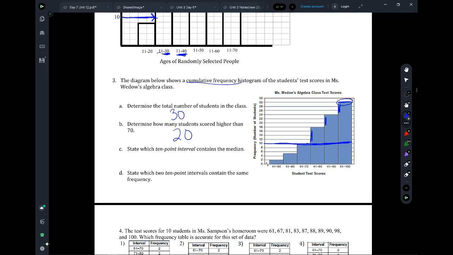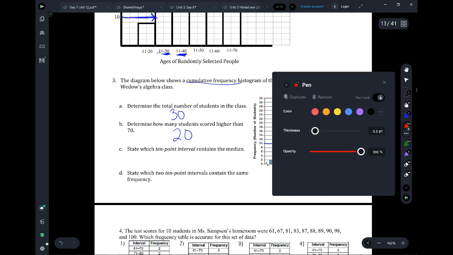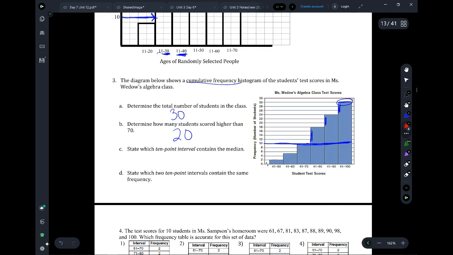Which 10-point interval contains the median? Let me switch a different color so that I can differentiate between that question and this question. So, which 10-point interval is the median? If there are 30 people in the class, the median is going to be at the 15th person. That would be about right there. I'm going to go across. I hit this bar. But that's not a 10-point interval, that's like a 40-point interval. So because the one below it ends at 70, the 10-point interval would be from 71 to 80 is where the median score fell.